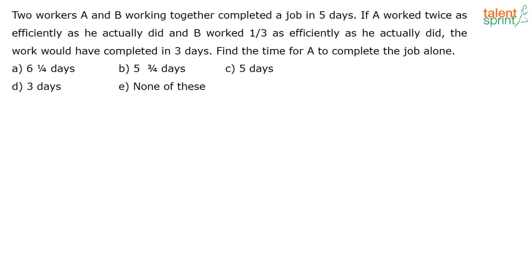I'm assuming that if A is working alone, he is completing the work in a days. If B is working alone, he is completing the work in b days. I'm taking a and b as some random values. Now, working together, A and B are completing the work in 5 days.